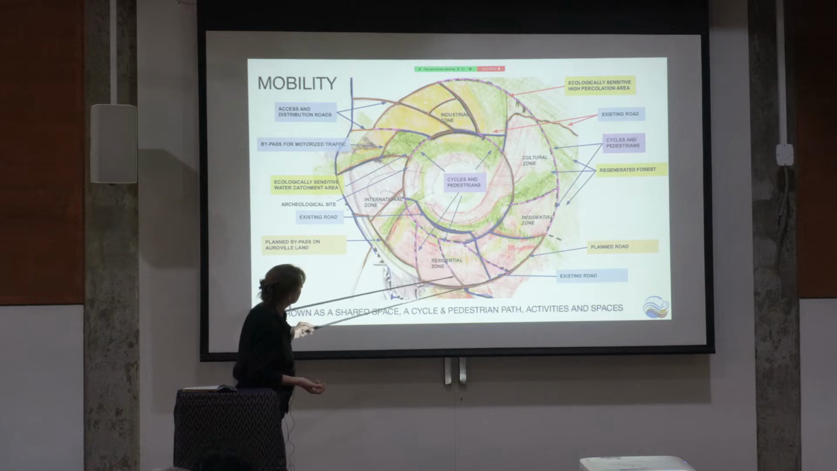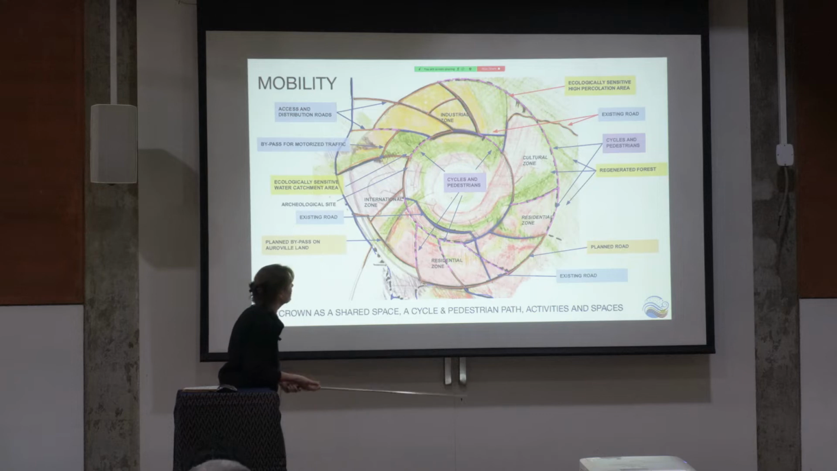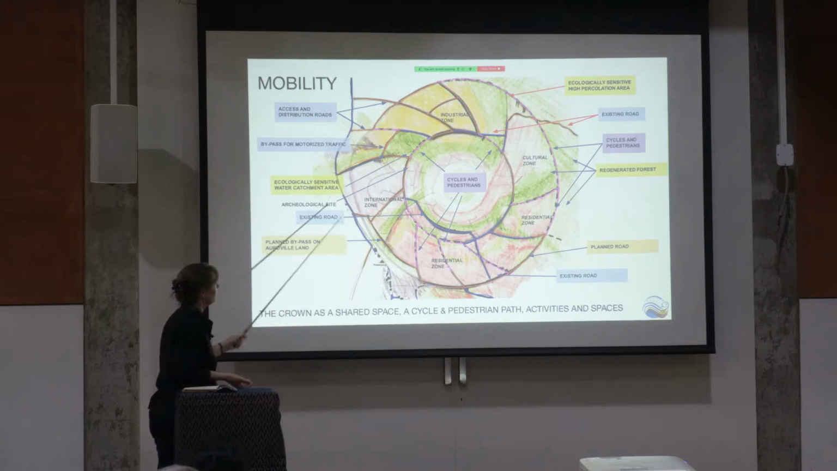Oh yeah, this is the outer ring road. So again, I just basically took that same concept and kept a lot of the roads and as cycle paths.